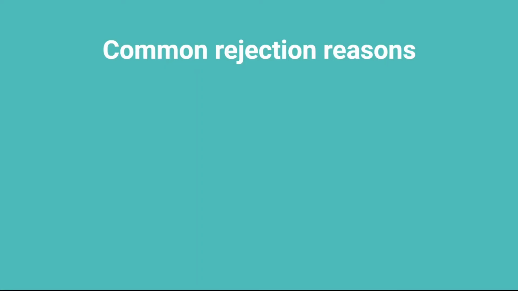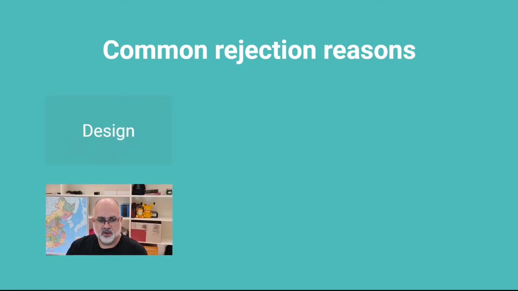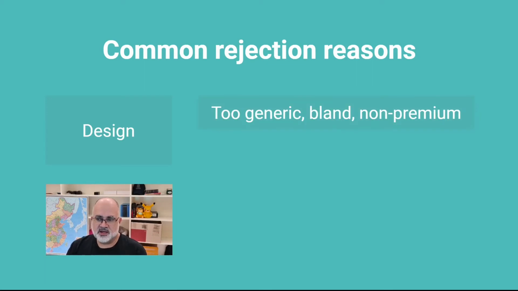Okay, so let's talk about some of the common rejection reasons. And we'll start with design. So in the design area, the things that we see the most common are themes, or the design being too generic, too bland, or not even looking premium. So things like the design is just sort of waiting for stuff to come from a builder. There's actually no design to the pages without that. Or they look like something you'd find on WordPress.org, or they're too plain.